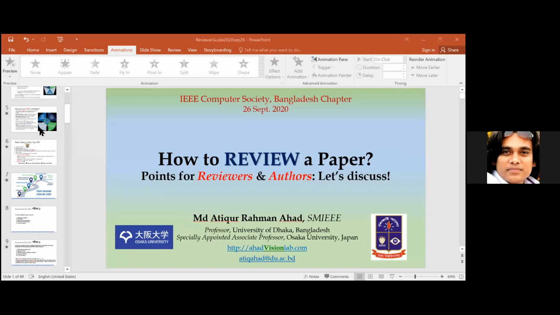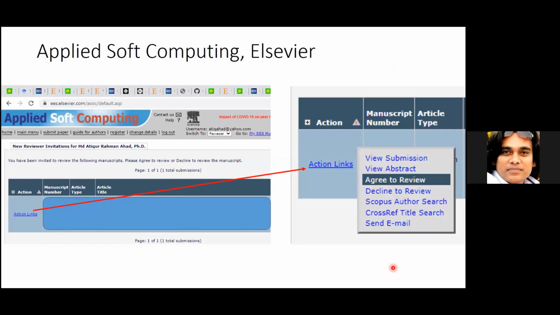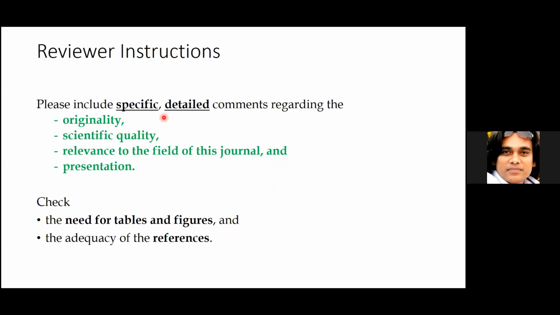Anyway, I was on this slide where, for example, you click here and then agree to review, and then based on this you can check the paper and so on. Now, reviewer instructions for this journal say that you should give specific and detailed comments on originality, scientific quality, relevance to the field of the journal, because sometimes you find after reading the paper that it is not relevant, so you can mention it, and of course presentation.